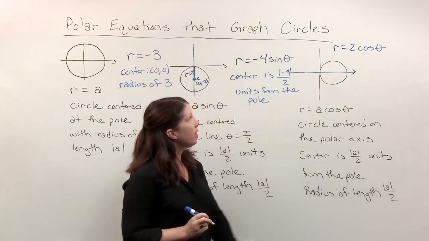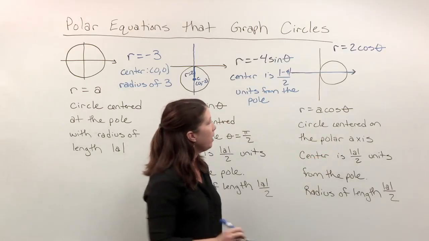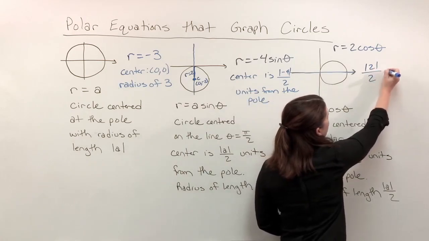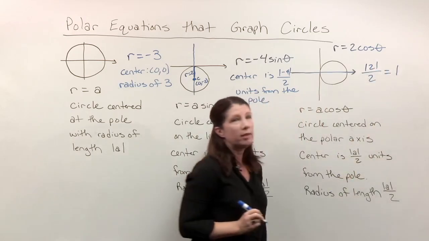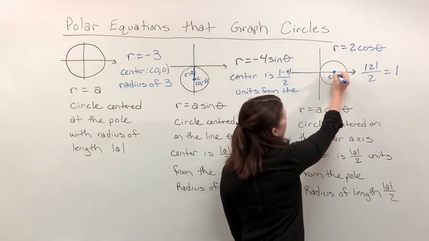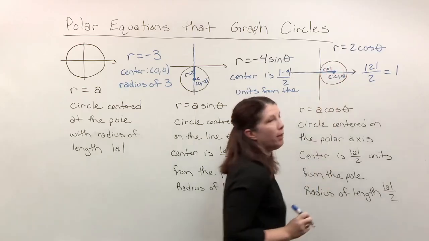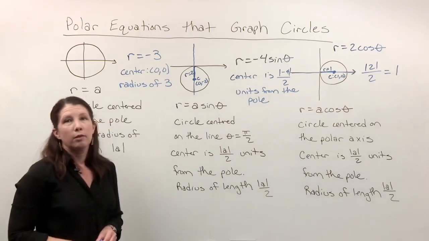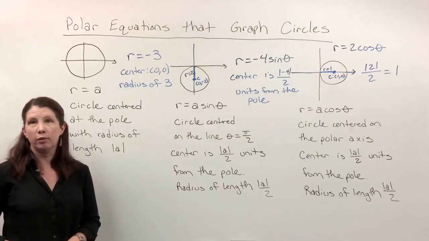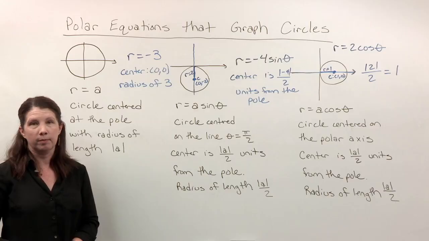r equals 2 cosine theta would be a circle that's centered on the polar axis. Its center would be the absolute value of a over 2 units away from the pole. So its center would be 1 unit from the pole, which means that the center would be at the point (1, 0), and its radius would be 1. So given an equation in any of these 3 forms, you should be able to recognize that it's a circle and be able to determine the center and the radius of the circle.